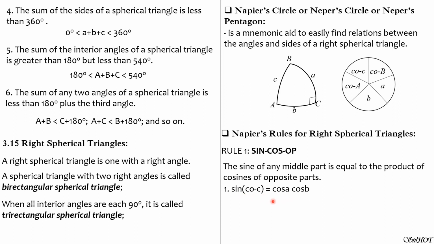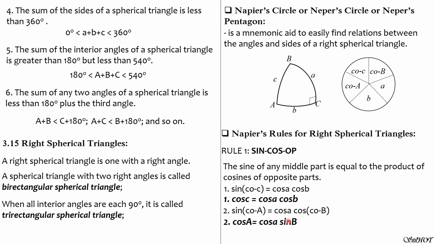But sine of complement of C is cosine of C. So therefore, the first formula that we can formulate is cosine of side C equals cosine of side A times cosine of side B. Then the second one would be sine of complement of A. Opposite to this would be side A and complement of B. So sine of complement of A equals cosine of A times cosine of complement of B. And since sine of complement of A is simply cosine of A, and cosine of complement of B, angle B, is sine of angle B, cosine of A is equal to cosine A, then sine of angle B.